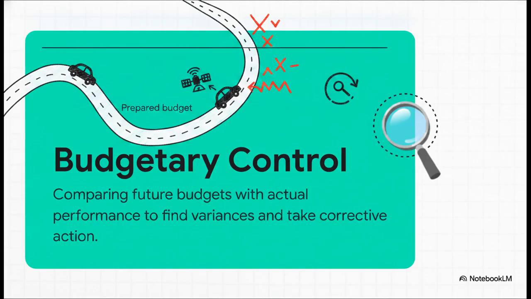But the real magic happens in that word variances. Variance analysis is essentially when the GPS realizes you missed an exit and yells, "Recalculating!" It's all about spotting those discrepancies without delay so you can immediately steer the business back on track.